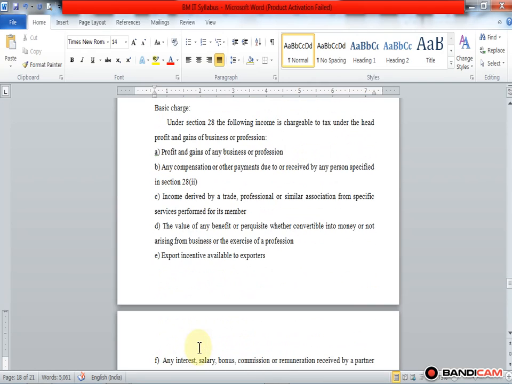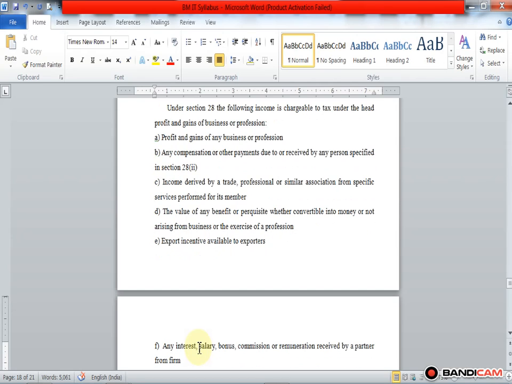Here some basic charges are given. Under section 28, the following income is chargeable to tax under the head of profit and gains of business or profession. So here a list is given for charging tax under the head of profit and gains of business or profession. First point, profit and gain of any business or profession is chargeable to tax.